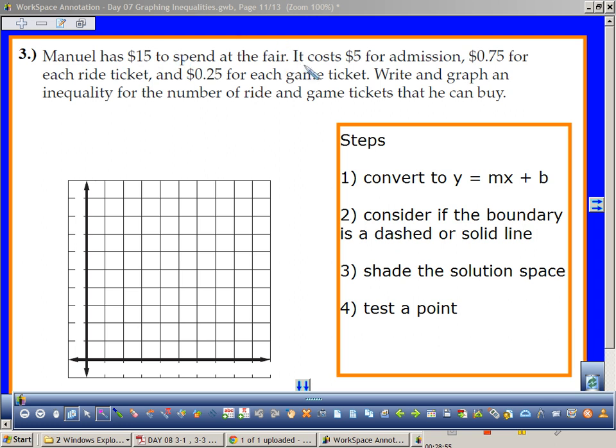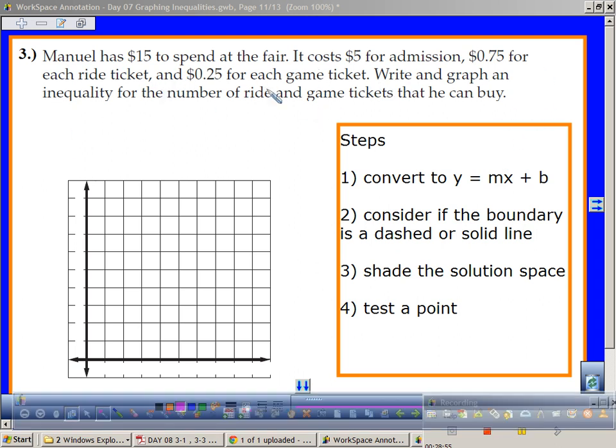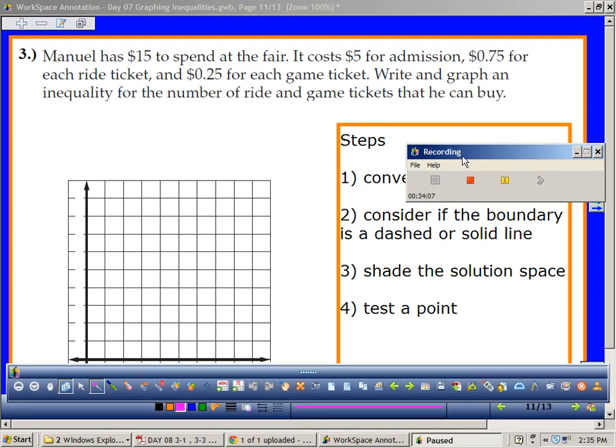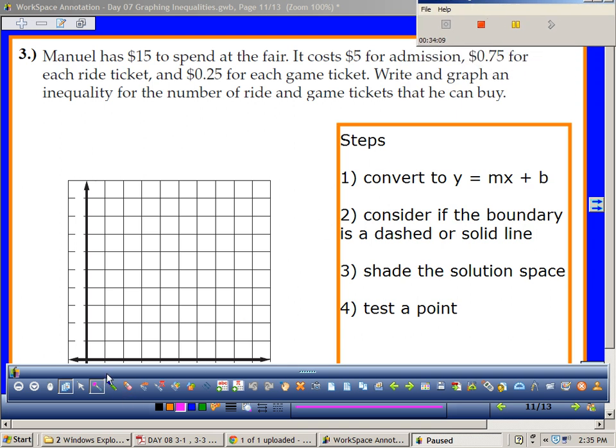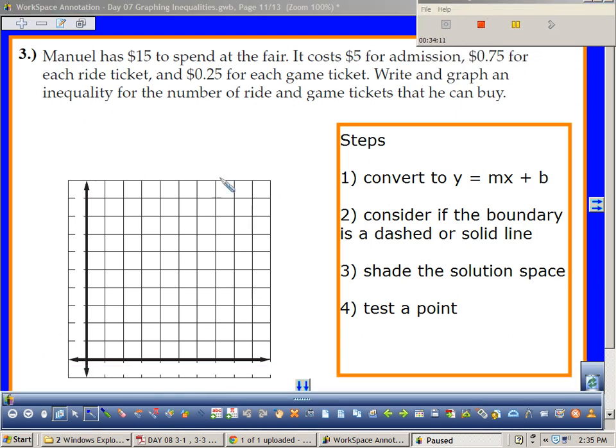Manuel has $15 to spend at the fair. It costs $5 for admission, 75 cents for each ride ticket, and 25 cents for each game ticket. Write and graph an inequality for the number of ride and game tickets that he can buy. All right, how much time do I have? 5 minutes. I'm not going to go all long and drawn out with this. Okay, so he has 15 to spend.